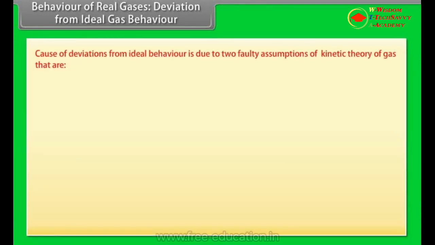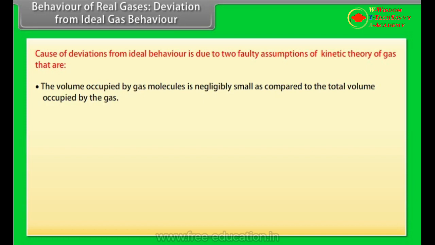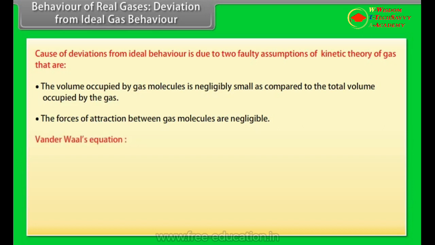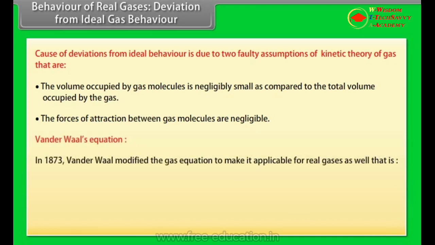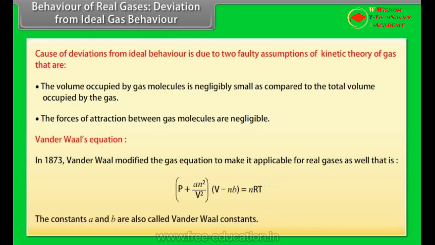The cause of deviations from ideal behavior is two faulty assumptions of the kinetic theory of gas, that are: the volume occupied by gas molecules is negligibly small as compared to the total volume occupied by the gas, and the forces of attraction between gas molecules are negligible. Van der Waals equation. In 1873, Van der Waals modified the gas equation to make it applicable for real gases as well. That is, (P plus a n squared by V squared) into (V minus nb) is equal to nRT. The constants a and b are also called Van der Waals constants.